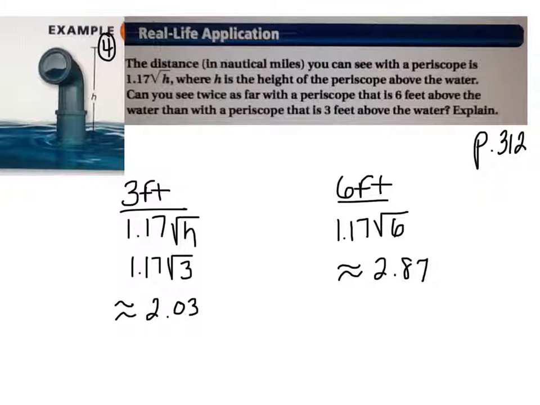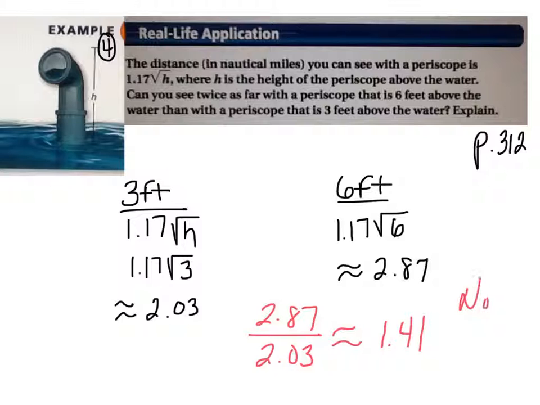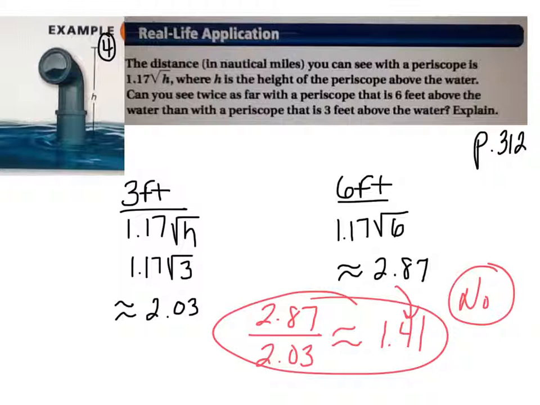So, here's my question. Can you see twice as far with the 6-foot periscope than you can with the 3-foot periscope? Well, if you divide these two, 2.87 divided by 2.03, remember, we always want to prove our answer, that gives me approximately 1.41 times farther. So, is it twice as far? The answer is no, it's not twice as far. And why? Explain. You already did it. You proved it mathematically right there. Mathematically, it's not twice as far.